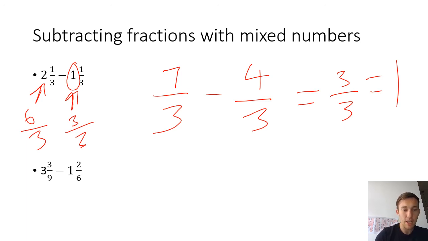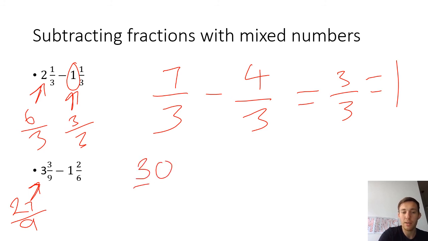Okay, second calculation here. I've got 3 and 3/9, subtract 1 and 2/6. So I can see here my denominators are different, so I'm going to have to convert them a little bit later, but I need to find my improper fractions first. Okay, so my first fraction is in ninths. So 1 whole would be 9/9, 2 wholes would be 18/9, and 3 wholes is 27/9. Add on my 3/9 that I've got there as well would be 30/9.